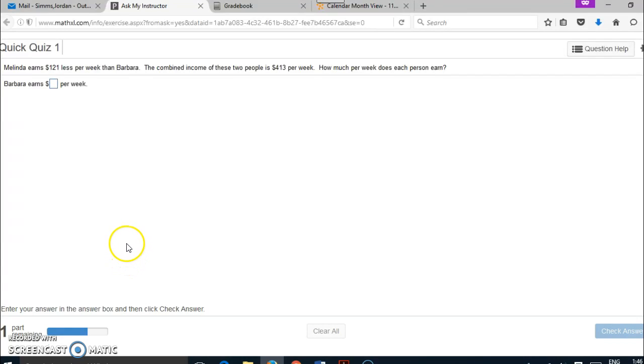Hey Jolene, let's check out this problem. Melinda earns $121 per week less than Barbara, and the combined income of these two people is $413 per week. How much per week does each person earn?